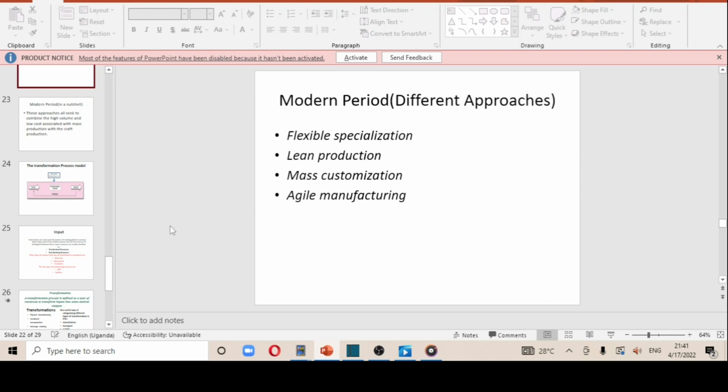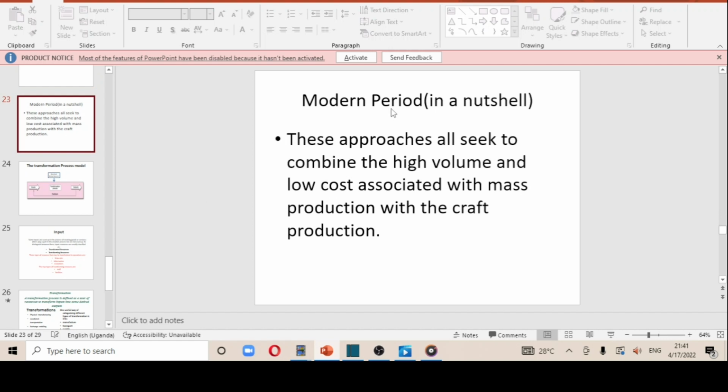Then we go to a brief summary of the modern period in a nutshell, saying these approaches all seek to combine the high volume, in that they want to increase the volume of producing goods, and the low cost associated with mass production and with craft production. They also aim at lowering the cost associated with producing the products in both mass and craft production.